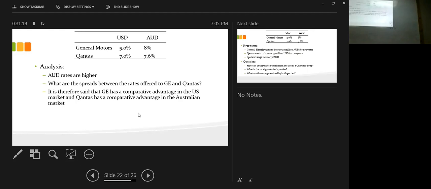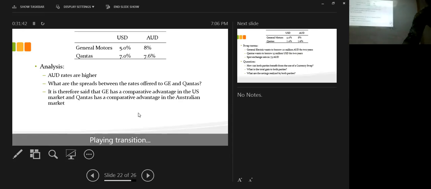All right. So anyway, the gain will be 2.4. The spread in the US rates is 2%, and the spread in the Australian rates is 0.4%, and so the gain is going to be 2.4. It is therefore said that GE has comparative advantage in the US and Qantas has comparative advantage in Australia.